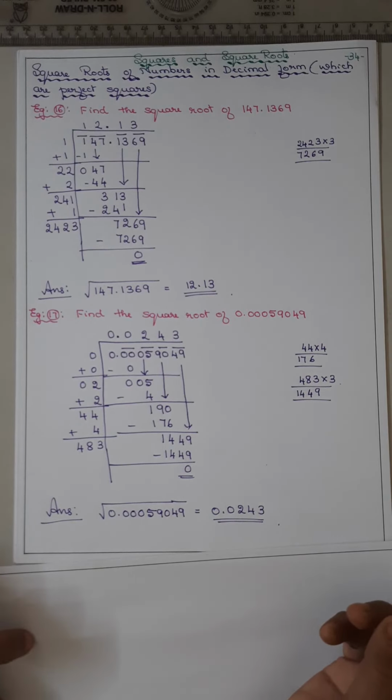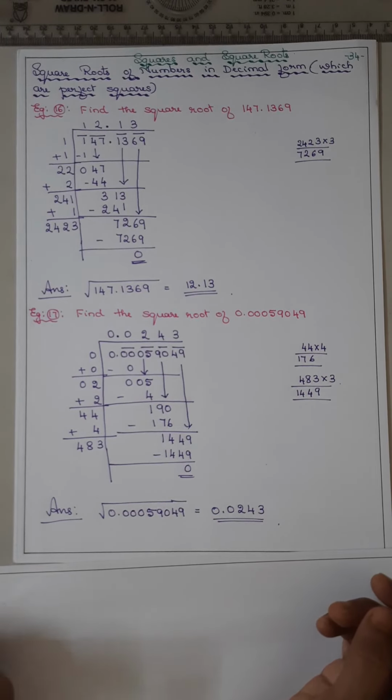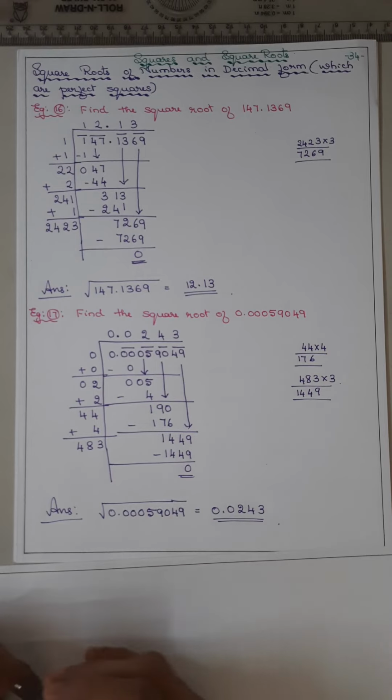Is it clear? So we have completed example 17, that is the square root of numbers in decimal form, but they are perfect squares.